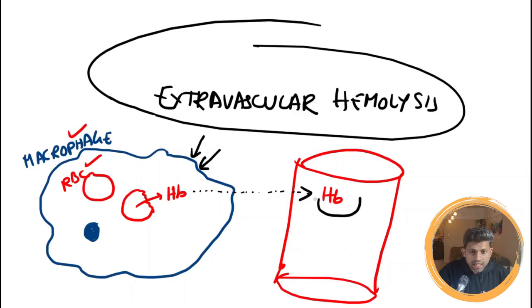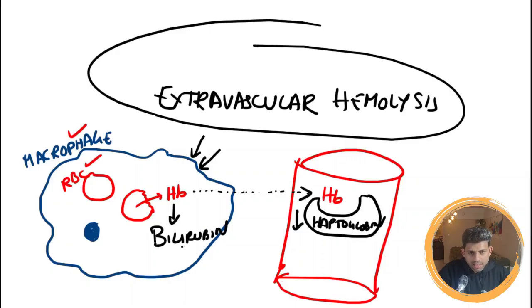It immediately attaches to haptoglobin. So haptoglobin levels will go down as some of it is used for containing the free hemoglobin in the circulation. Now most of the hemoglobin gets converted to bilirubin and this escapes into the circulation causing bilirubinemia. And since this occurs before reaching the liver, what we get is unconjugated bilirubinemia.